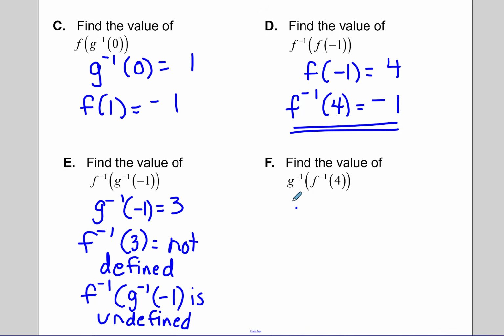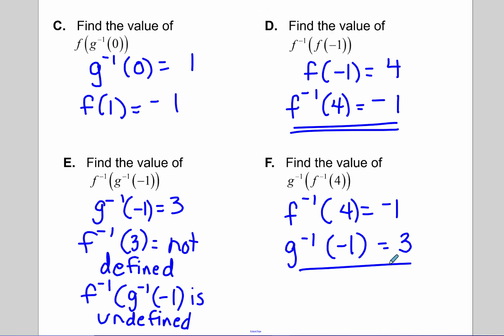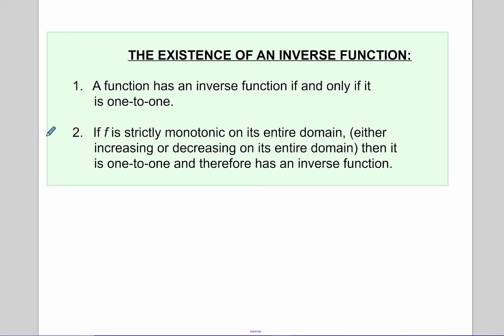And lastly, the f inverse of 4 we said was -1 from example D. So the g inverse of -1 is 3. And there we have a brief look back at the reflective properties of inverse functions and how they can be calculated using tables.